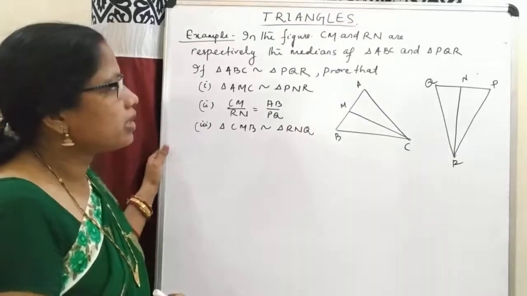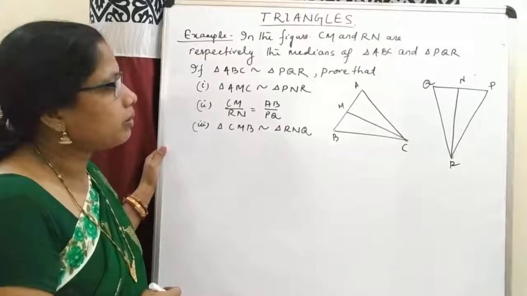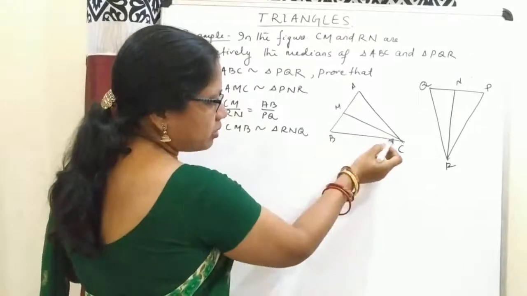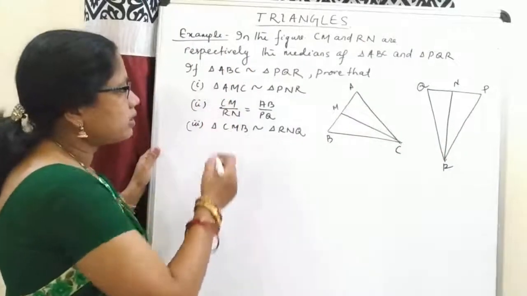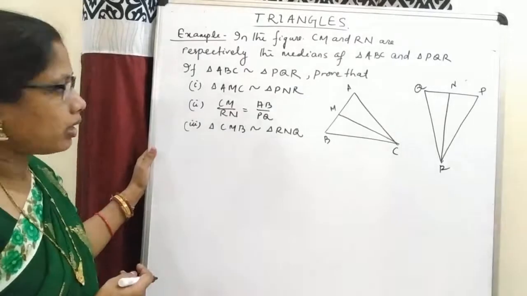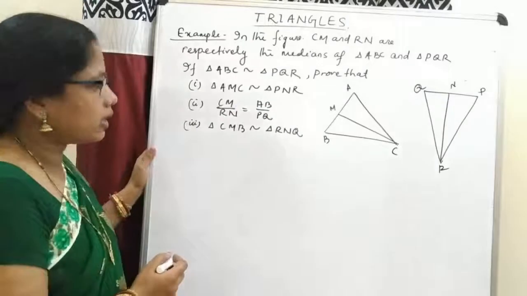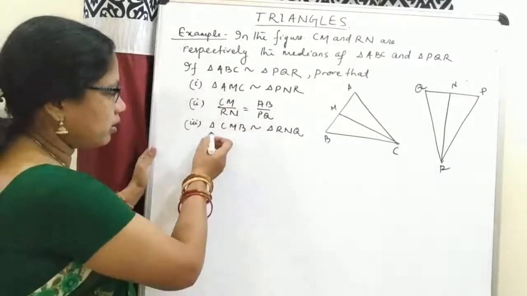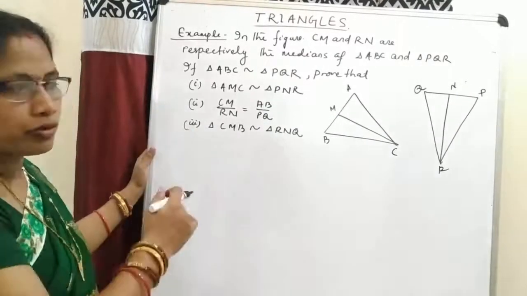In the figure, CM and RN are respectively the medians of triangle ABC and triangle PQR. Here in triangle ABC, CM is the median, and in triangle PQR, RN is the median. It is given that triangle ABC is similar to triangle PQR. We have to prove first, triangle AMC is similar to triangle PNR. Then CM by RN is equal to AB by PQ. Third, triangle CMB is similar to triangle RNQ. We will prove one by one.